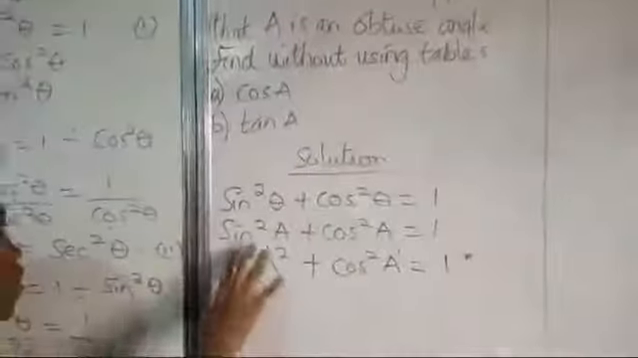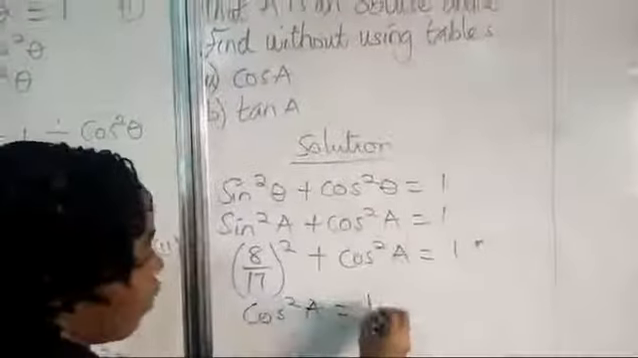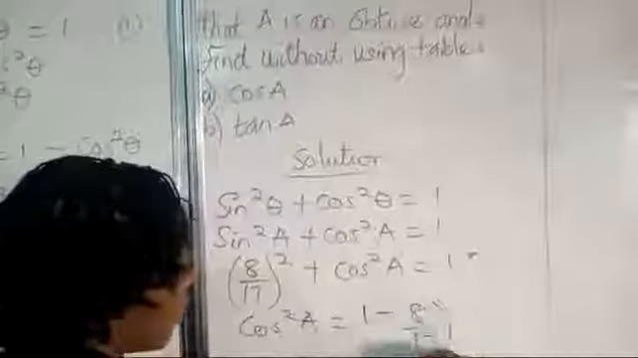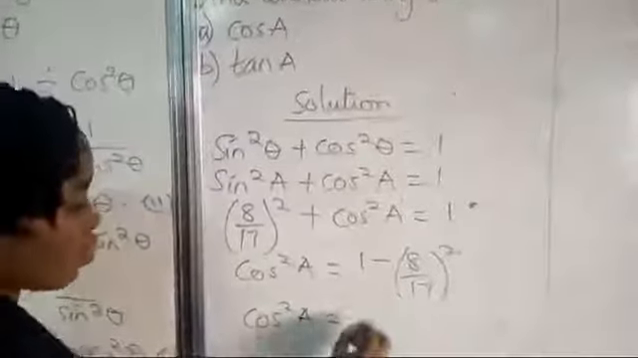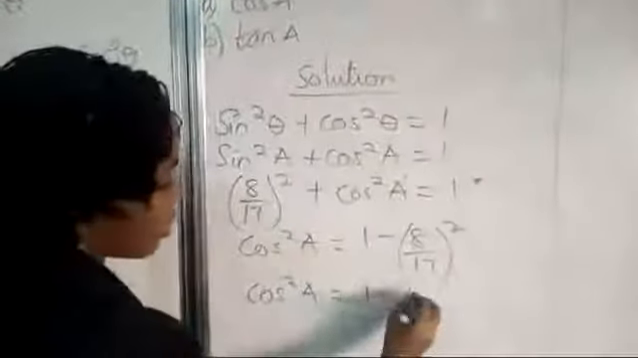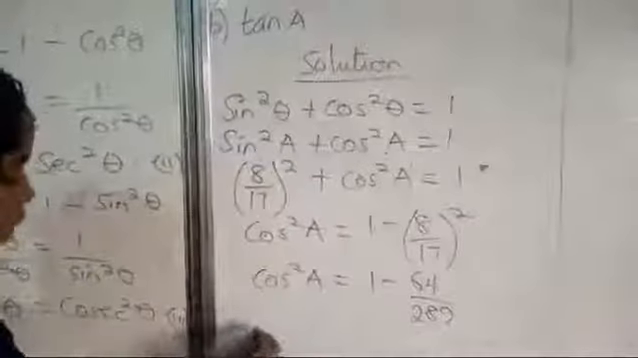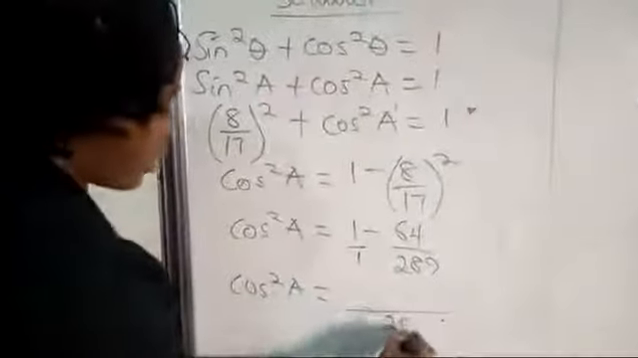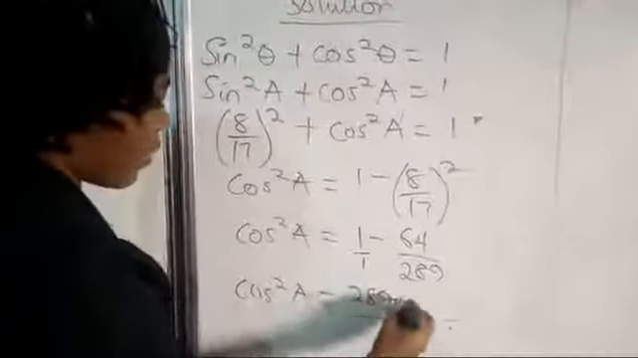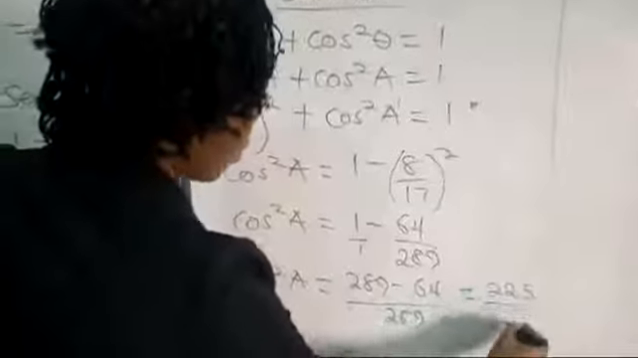So the next thing is to take all of this to that side. Cos squared A equals 1 minus 8 over 17 squared. So cos squared A equals 1 minus 8 squared, which is 64, over 17 squared, which is 289. So for cos squared A, we find the LCM. LCM of 1 and 289 will be 289. So this is 289 minus 64, and that will give us 225 over 289.